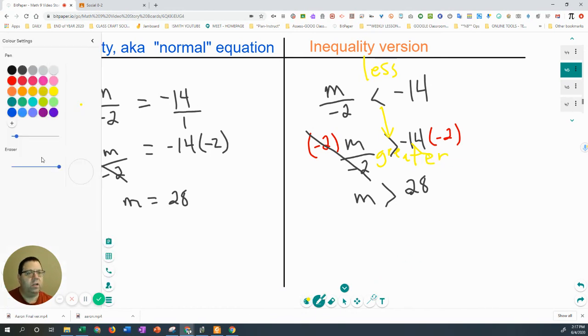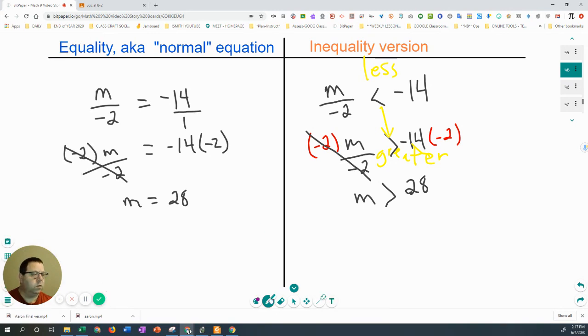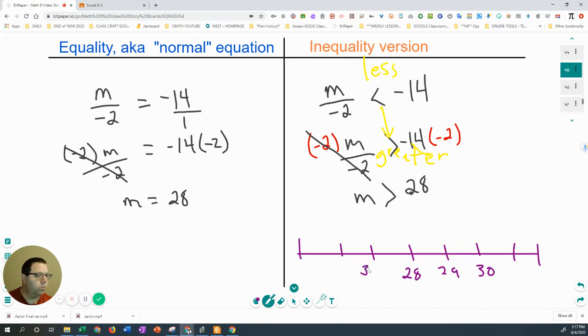All right. And again, you can always test this on a number line. So here's your number line. Mark it off like so. There's your 28. There's 29. There's 30. And there's 31. Whoops, what am I saying? 27, 26. All right, let's just pick even values because we're dividing by 2. Let's say m equal to 30, m equal to 26. Well, if m was equal to 26, you'd have 26 divided by negative 2 is supposed to be less than negative 14. See, that isn't true.